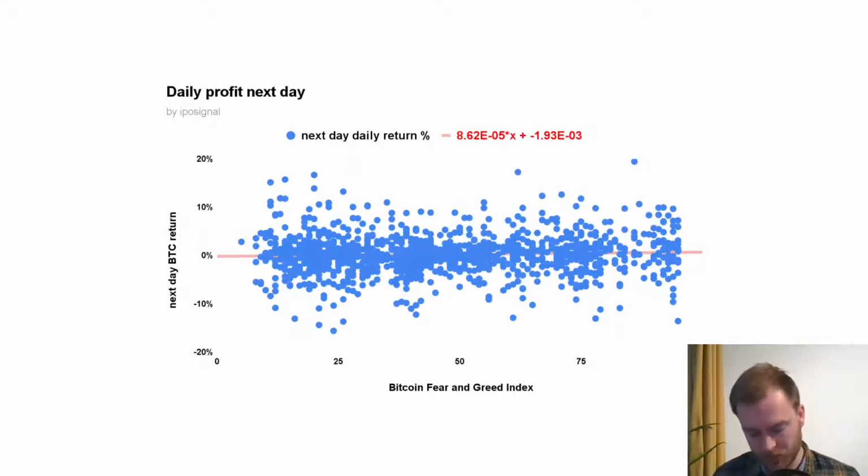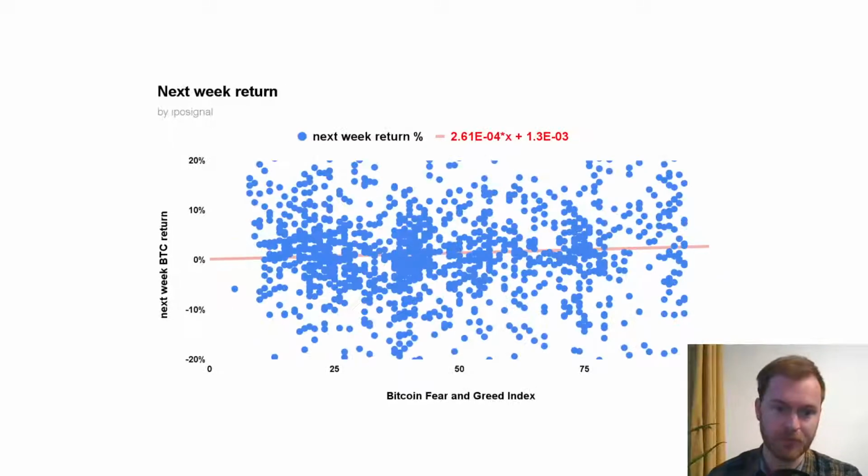So I thought, okay, we looked into the next day. What about maybe next week instead? So let's look over the whole week instead of just a day. And then you get this. It's slightly stronger, to the power of minus 4 instead of minus 5. But still, basically, the slope is almost 0. So almost no relation with return.